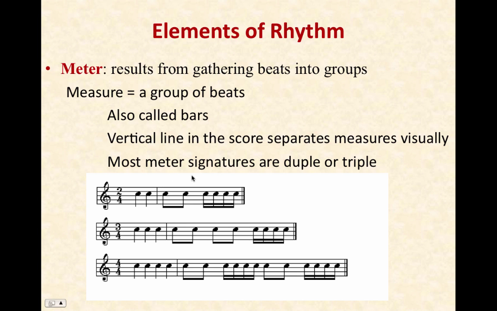If you see my cursor here, it's outlining these two quarter notes. They each last one beat. The top number here is a 2, which means there are 2 beats in each bar or measure. So we call that a duple meter.